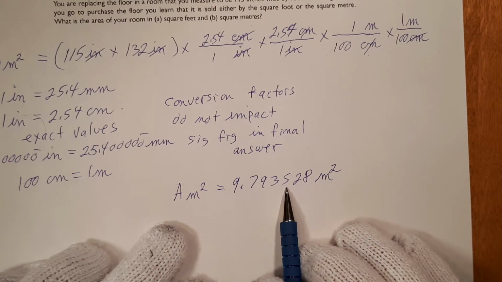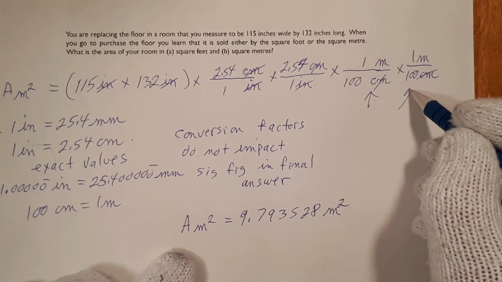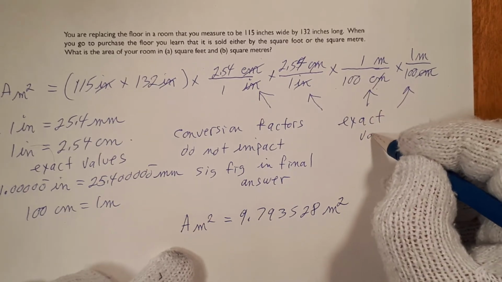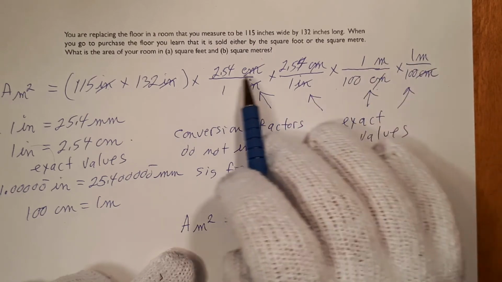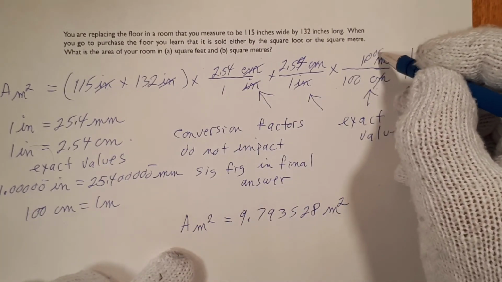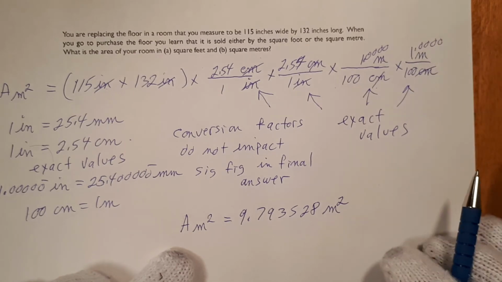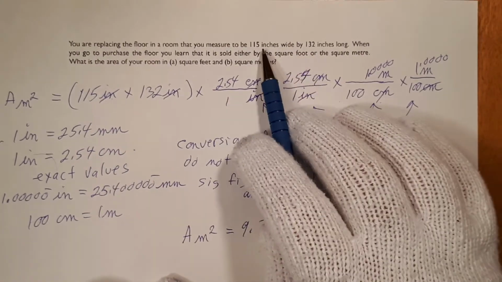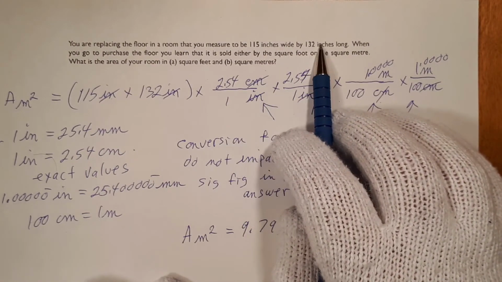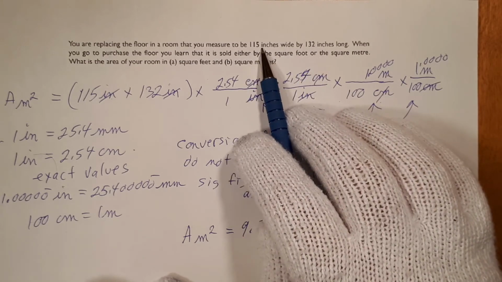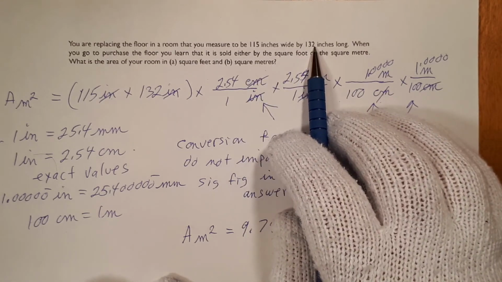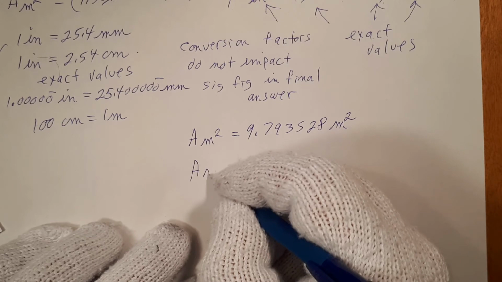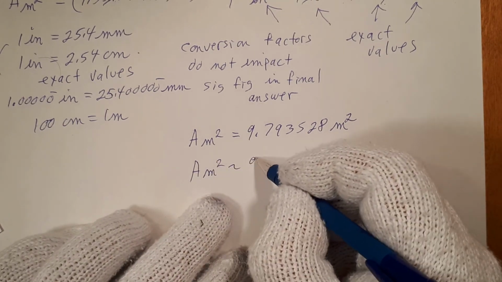Now rounding this to the proper significant figures, all conversion factors, right here, are exact values. I can put in as many significant digits or as many numbers behind these numbers as I wish. They have no impact on the number of significant figures in the final answer. Only the measurement does. And the measurement was in inches, in whole inches here. So we have 3 significant figures in the original measurement, 3 significant figures in the other dimension. Therefore, this needs to be reduced to 3 significant figures. Area then in square meters is approximately equal to 9.7.